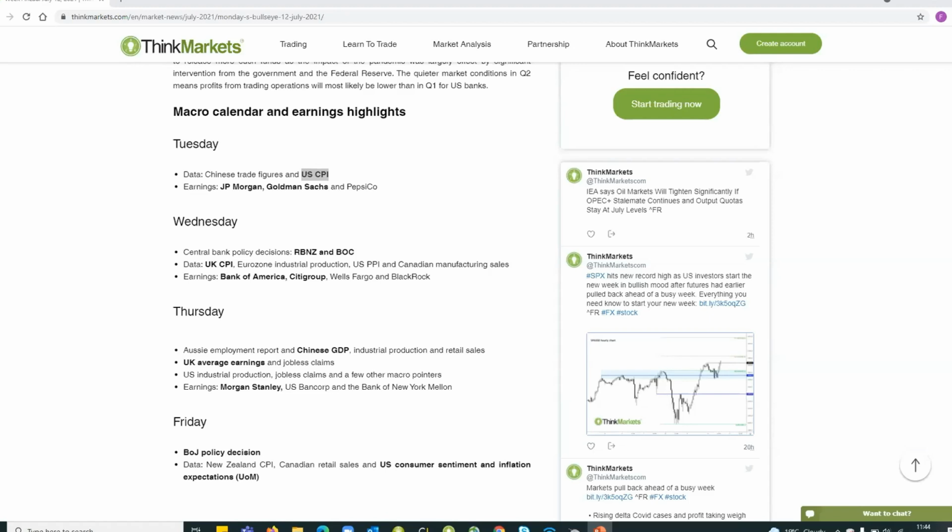On Thursday, we have more important news for commodity currencies, and namely for the Aussie with the employment report out, and Chinese GDP. China has been for years now the world's leading consumer of commodities. So that's something to watch out for if you're trading commodity currencies. We do have some second tier data in terms of UK average earnings and US industrial production as well on Thursday. And the Bank of Japan policy decision on Friday, which typically doesn't yield any surprises. They just keep pumping those prices.